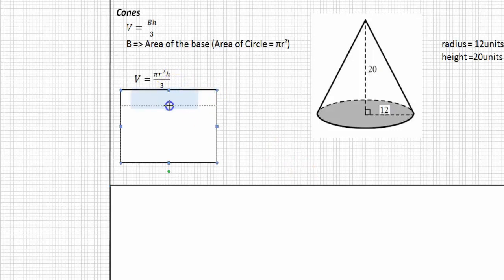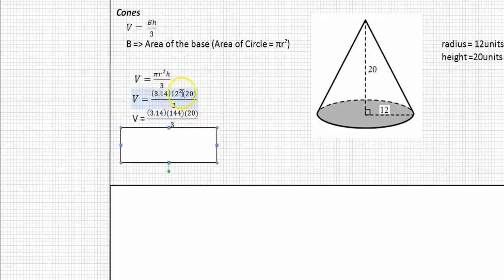So here we go. Here you just see that I'm plugging in the values and continuing to use 3.14 as my approximation of pi, times 12 squared times 20 all over 3. Doing my exponents first, 12 squared is 144. So at this point then I'm ready to take all 3 of these values in my numerator and multiply them together, which gives me 9,043.2 divided by 3.